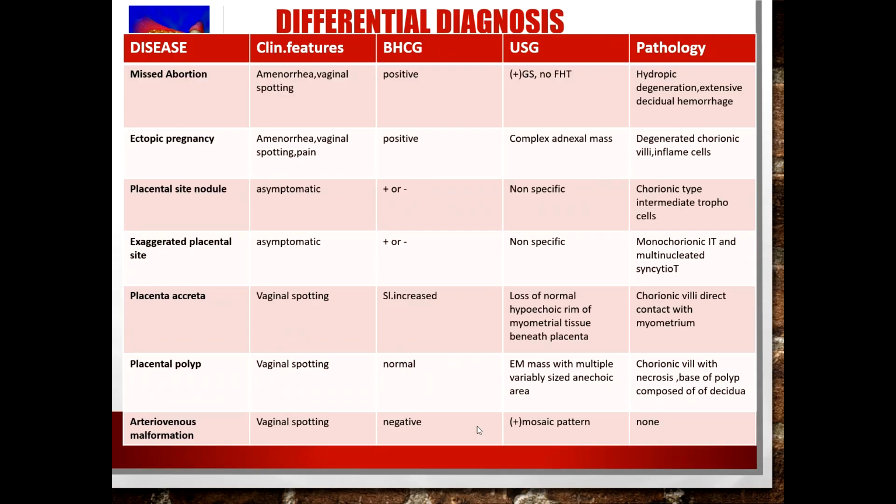So the following are just differential diagnoses for GTN. Sometimes they mimic GTN. So we have the missed abortion, ectopic pregnancy, placental site nodule, exaggerated placental site, placenta accreta, placental polyp, and arteriovenous malformation.